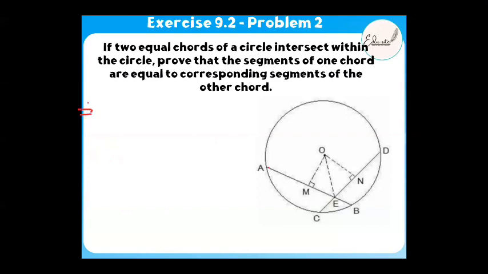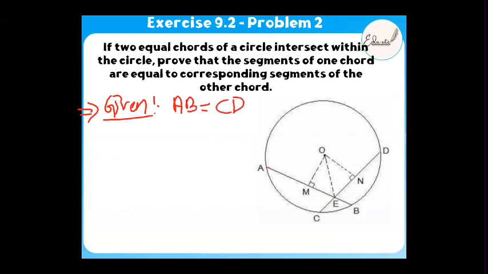Okay, they have given two equal chords, AB is equal to CD. Now what is given? Let's write it down, please. What do we have? AB is equal to CD, right? AB and CD are two equal chords. We're going to construct the circle. We'll draw AB and CD as two equal chords.